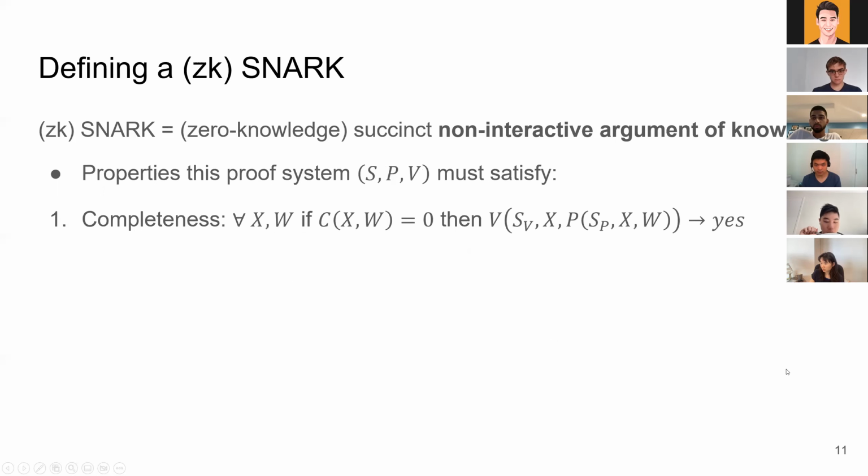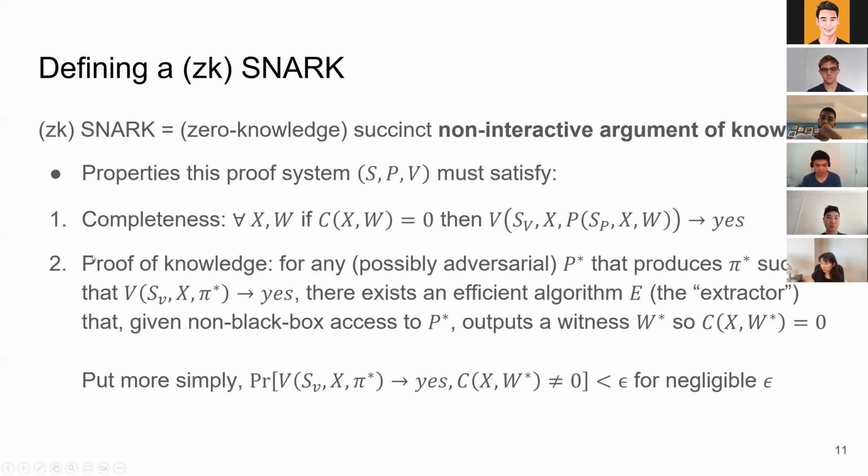And then the two properties we said they had to satisfy. One is completeness, meaning that if the prover does know a valid witness such that the circuit evaluates to 0, then the verifier, when receiving such a proof from the prover, should always output yes. And then the opposite: if the prover does not know a valid witness and comes up with a random one, a W star, then the probability that the verifier approves this invalid proof pi star should be negligible, a very small epsilon.